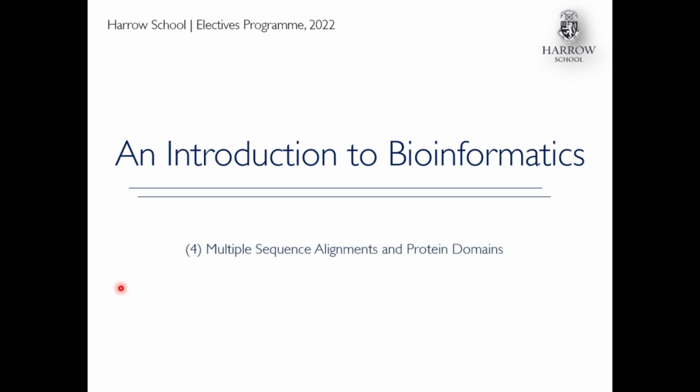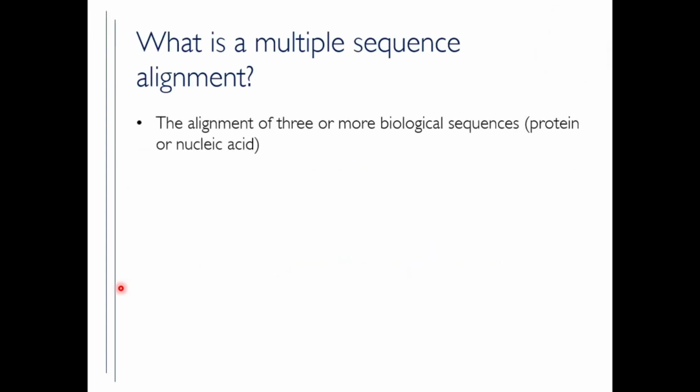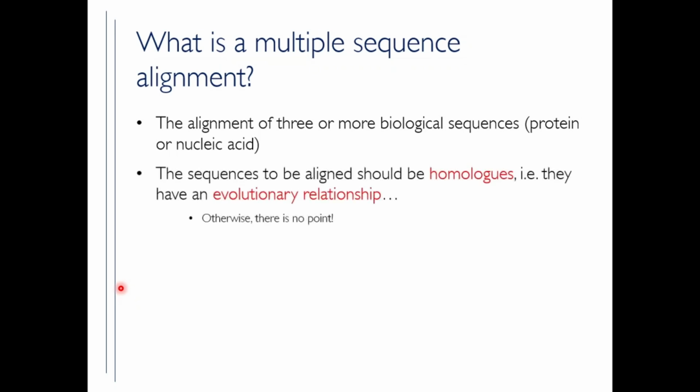This lecture is on multiple sequence alignments, how to construct them, and protein domains. Essentially, a multiple sequence alignment is the alignment of at least three or more sequences, either protein or nucleic acid. The important thing is that they should be homologs, that they share an evolutionary common ancestor for any alignment to actually make sense.